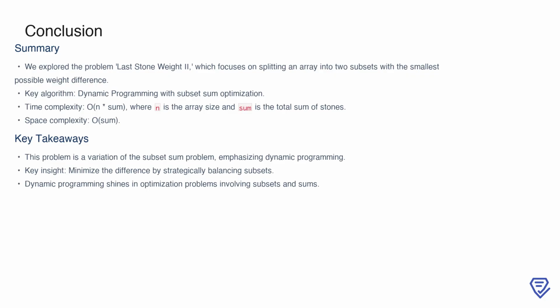Great job! To summarize, we tackled Last Stone Weight II using dynamic programming to solve a subset sum variation. Remember the key takeaways, and use this approach in similar optimization problems.